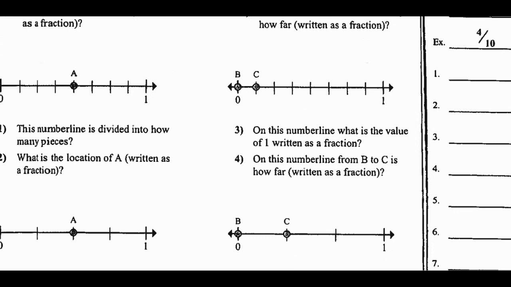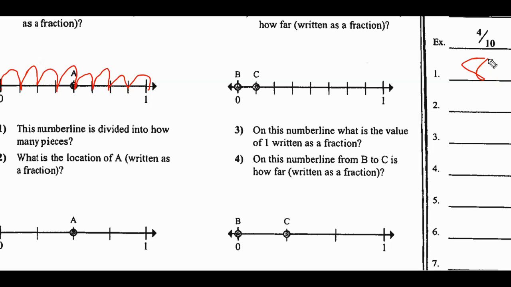All right. So number 1, it says this number line is divided into how many pieces? So look, how many jumps do I go from 0 to 1? Do this. 1, 2, 3, 4, 5, 6, 7, 8. So the number line is divided into how many pieces? 8. That's it.